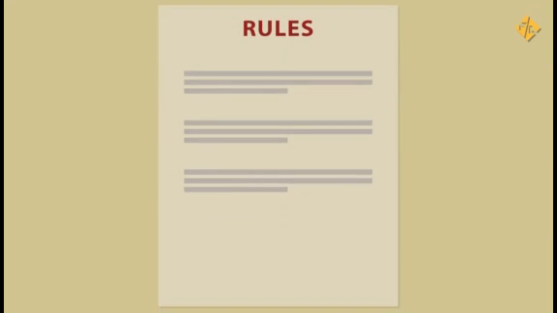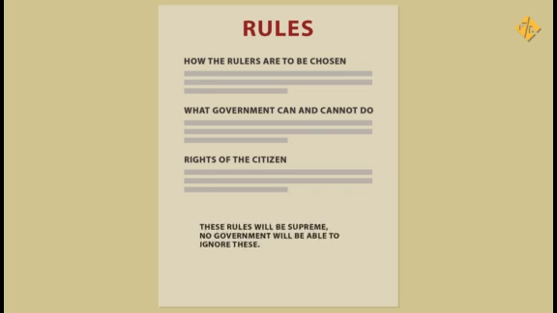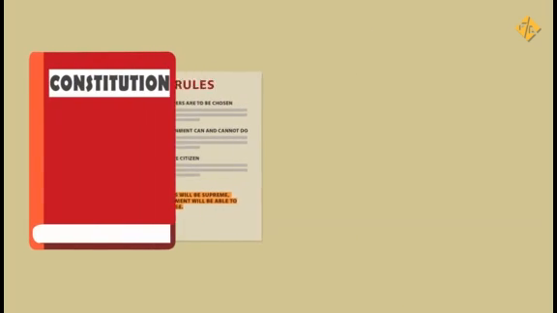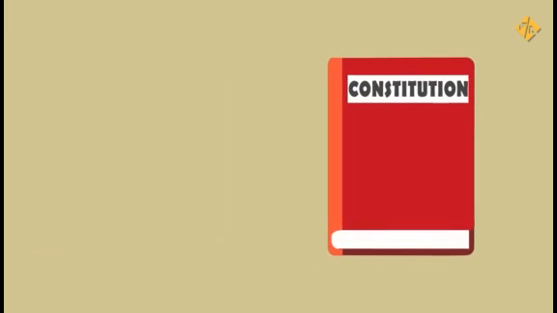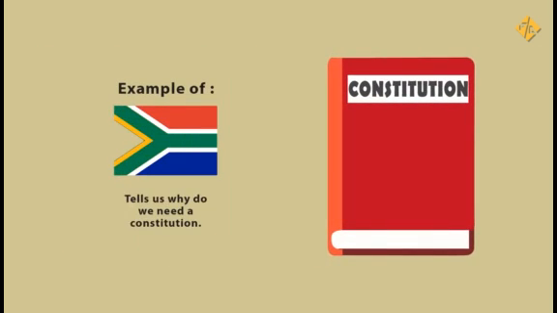So they wrote down some basic rules which everyone should follow, like how the rulers are to be chosen in future, what the government can and cannot do, and the rights of the citizen. They also agreed that these rules would be supreme, so that no government would be able to ignore them. This set of basic rules is called the Constitution. The example of South Africa tells us why we need a Constitution.